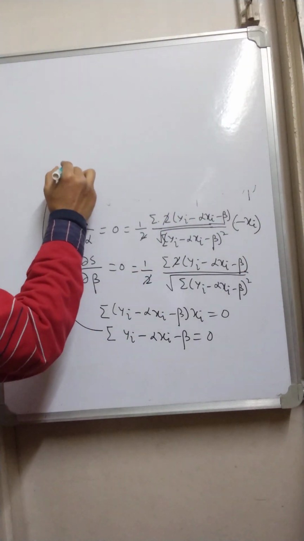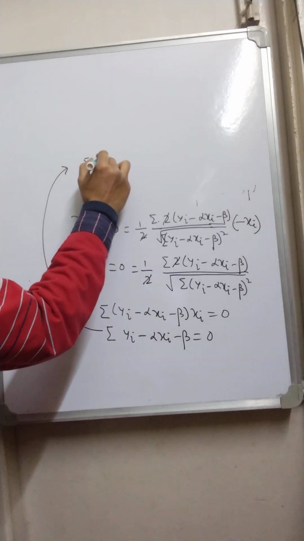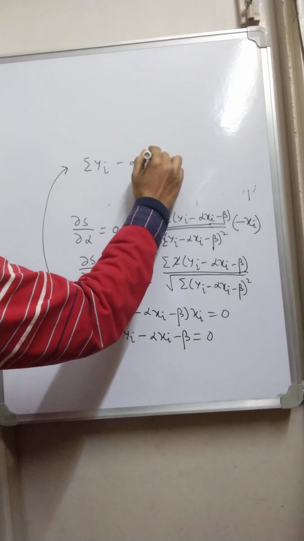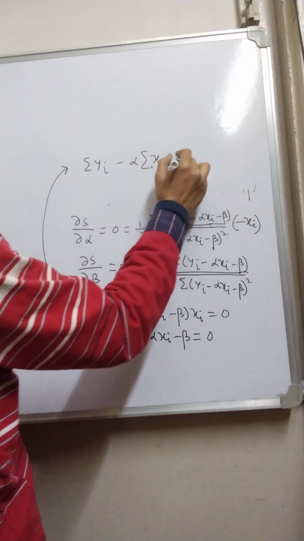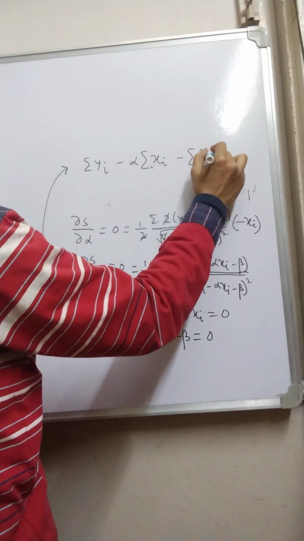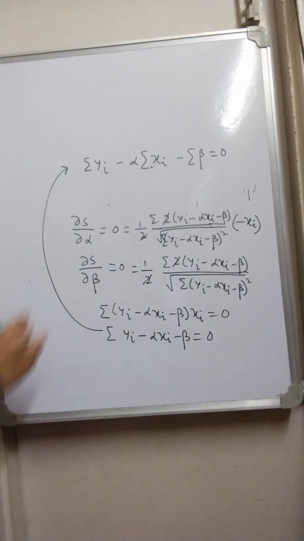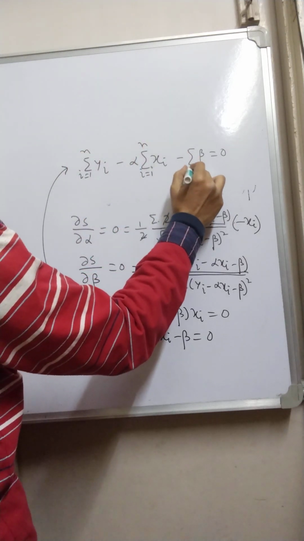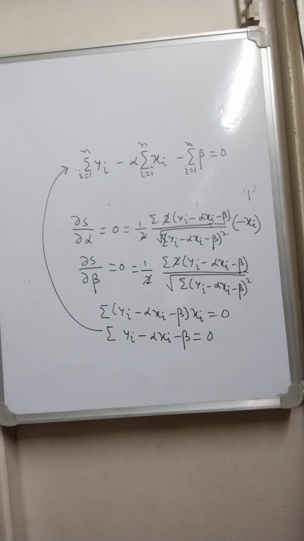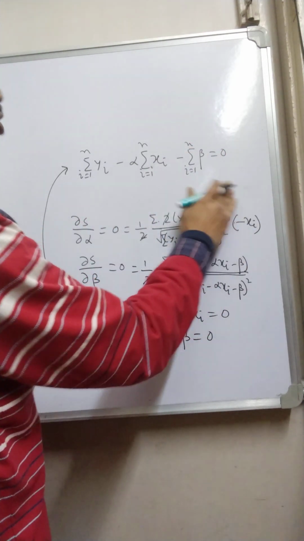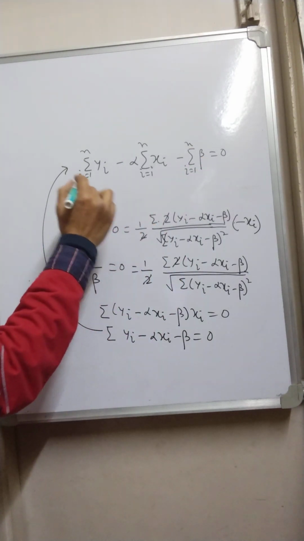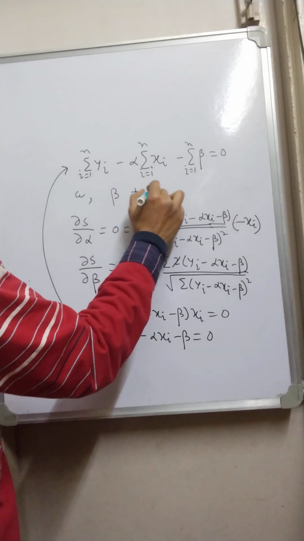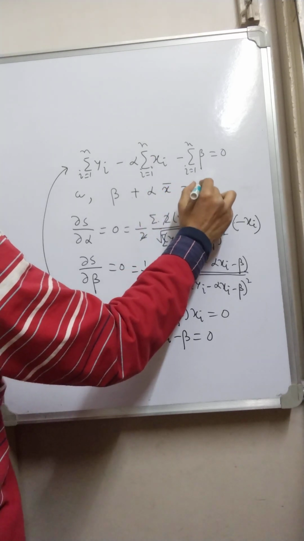let us take this first. So summation yi minus alpha summation xi minus summation beta is equal to 0, and you should remember that i runs from 1 to n in all cases. Okay, so obviously when we sum up beta from i equal to 1 to n, we have actually beta plus alpha x bar equal to y bar.